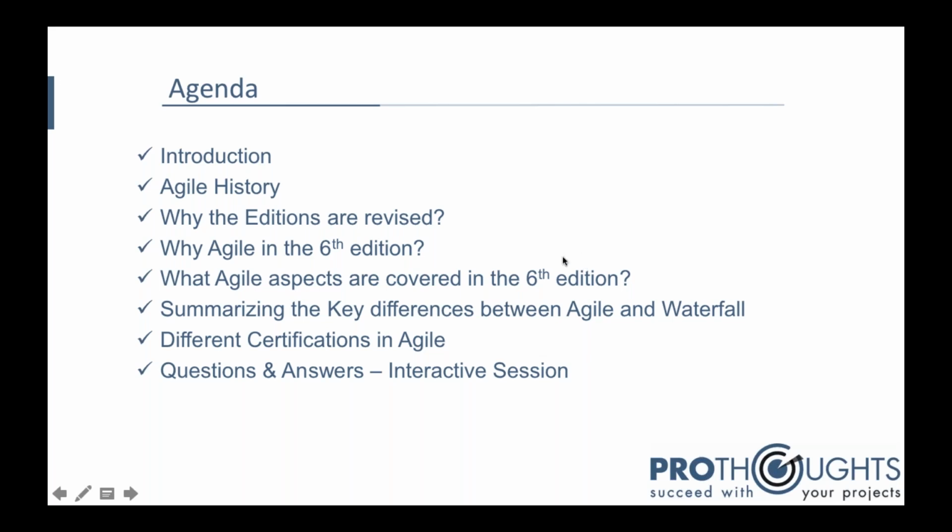Let's move ahead. What I'm going to talk about is the introduction, a little bit about agile history, which is very interesting, and why the PMBOK editions are revised. Then why agile is now in the 6th edition, which is my perspective, of course, and what agile aspects are covered in the 6th edition. Then I will do a very high level comparison of key differences between agile and waterfall. They are all scattered over the internet, but I will give my spin on that. Then the different certifications available in agile in the market today. I have reserved some time for question and answers, and that's how we'll end the session.